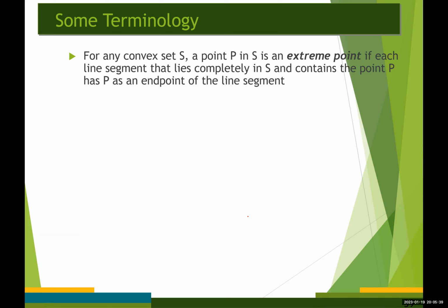Now let's talk about the concept of extreme point. For any convex set S, a point P in S is defined as an extreme point if each line segment that lies completely in S and contains the point P has P as an endpoint of the line segment. So let's take an example. Let me ask a question: which of these 3 points, A, B, C, is an extreme point?